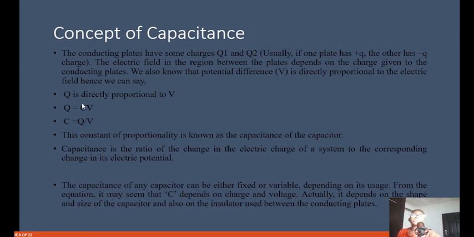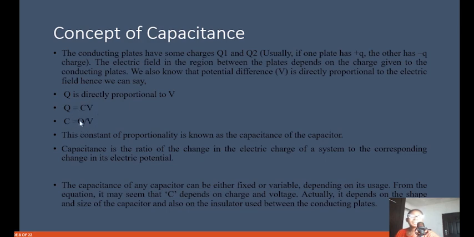So changing the proportionality sign to equals, we introduce a constant, and that constant is C. So C is a constant of proportionality known as the capacitance. That's the ability of this capacitor to store charges. Capacitance is a ratio of the change in the electric charge of a system to the corresponding change in its potential. So that's the ratio.